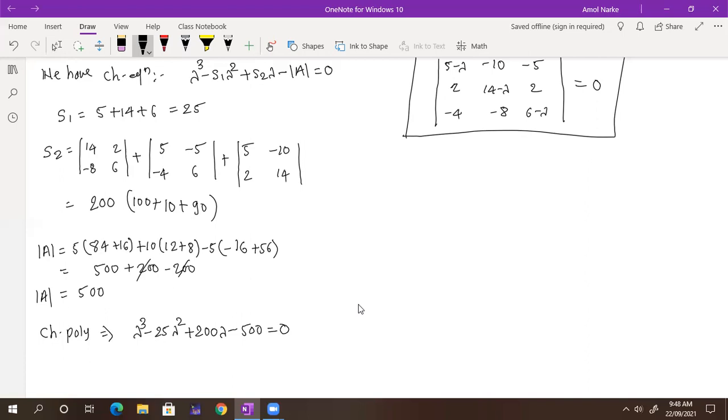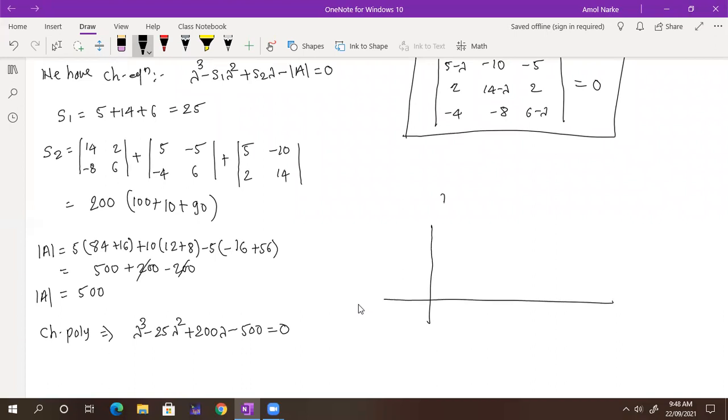Now you need to find the roots of that polynomial. For that purpose, you are allowed to use your scientific calculator in the examination also. Or you can find them another way. So you have another way also. What is that way? Do you know?